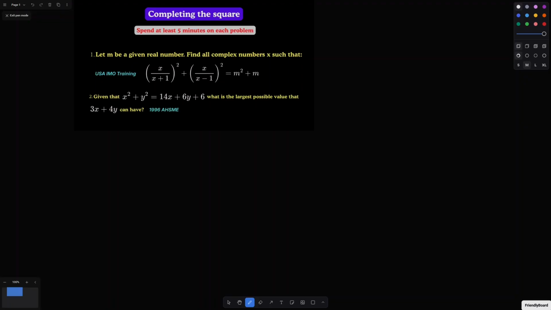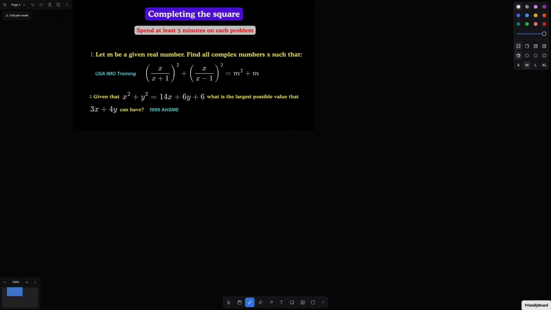It states that let m be a given real number. Find all complex numbers x such that we have this equation, and this one needs to hold. This is from a USA Math Olympiad training. I think it was in one of their camps. So it's interesting to take a look at.